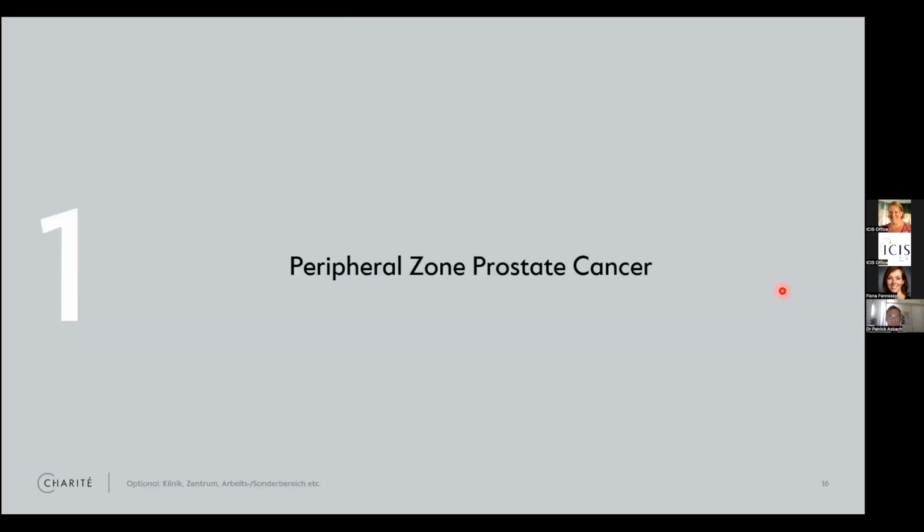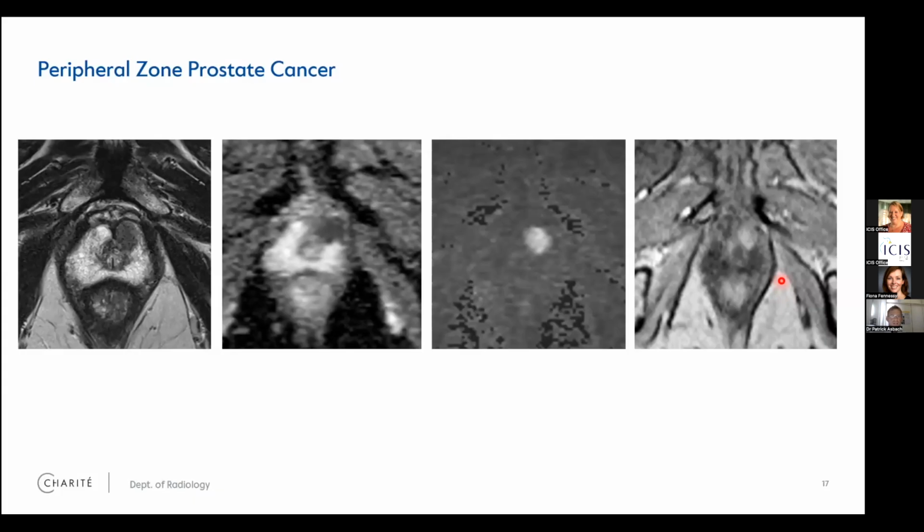So we start off with peripheral zone prostate cancer, and all my slides are shown like this one. I show you a T2-weighted sequence on the left. I show you an ADC map. I show you a high B value image, and I show you in many cases a DCE sequence. And this is a typical case of prostate cancer in the peripheral zone.